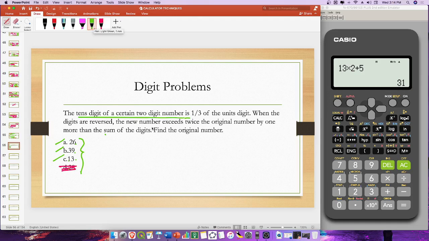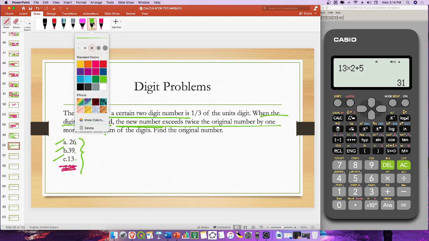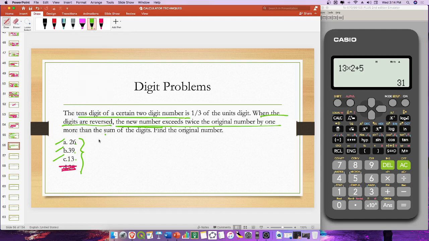According to the second statement, let's start here. When the digits are reversed, we will write the reverse digit. That's 62. Reverse digit of 39 is, by the way, this is wrong, 93. 93 and 31 are the reverse digits.